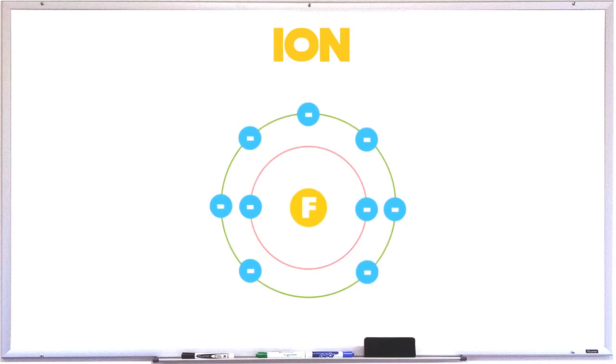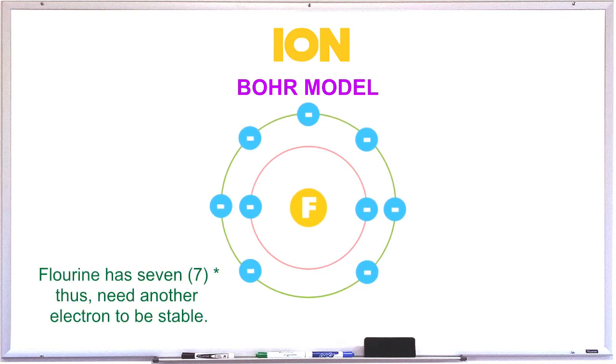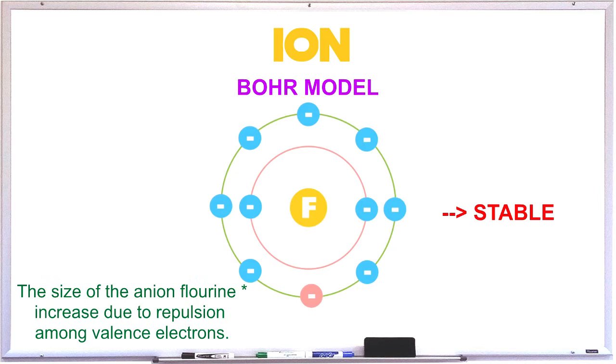To illustrate the atoms from their neutral state to their ionized state, we make use of the Bohr model. Here is fluorine in its neutral state. Fluorine has 7 valence electrons and thus needs another electron to be stable. In its ionized state, fluorine will be negatively charged due to the addition of another electron. In this state, fluorine is now stable. It has followed the octet rule. The size of the fluorine anion increases due to the repulsion among valence electrons.